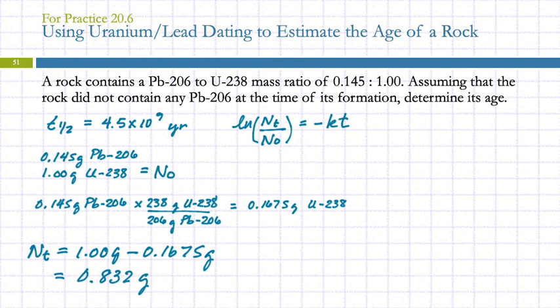So again, they give us the half-life, we need the rate constant: 0.693 divided by the half-life. So 1.54 times 10 to the minus 10. So the natural log of 0.832 grams over 1 gram is equal to negative 1.54 times 10 to the minus 10th times t.